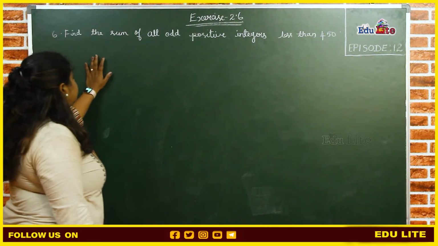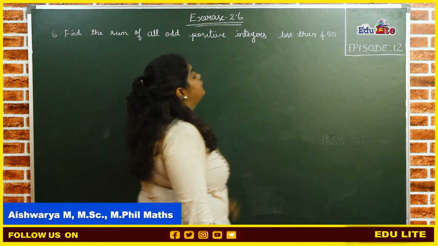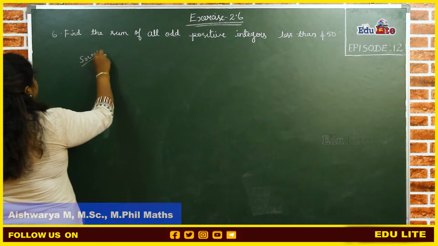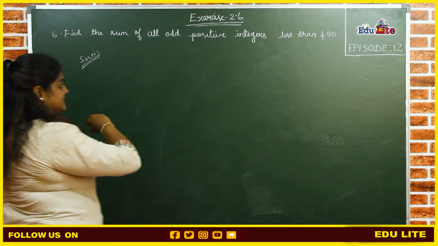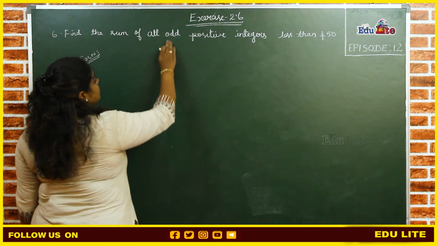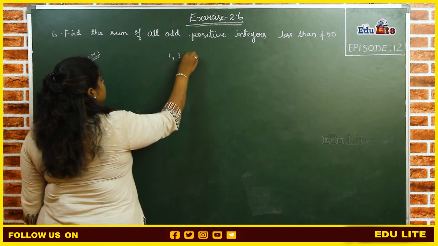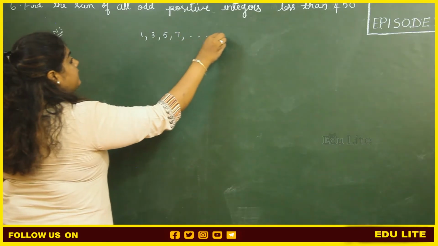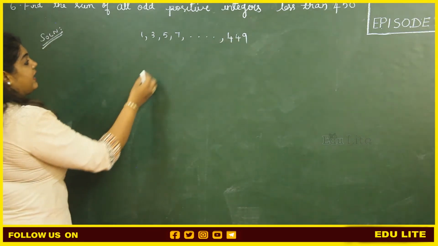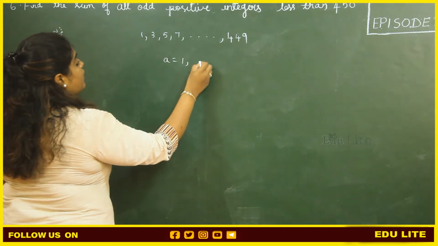In the sixth problem, we have to find the sum of all odd positive integers less than 450. So, what we have to do is find the value of Sn. For that, we need to write the sequence first. Sum of all odd positive integers less than 450 means 1, 3, 5, 7, up to 449.